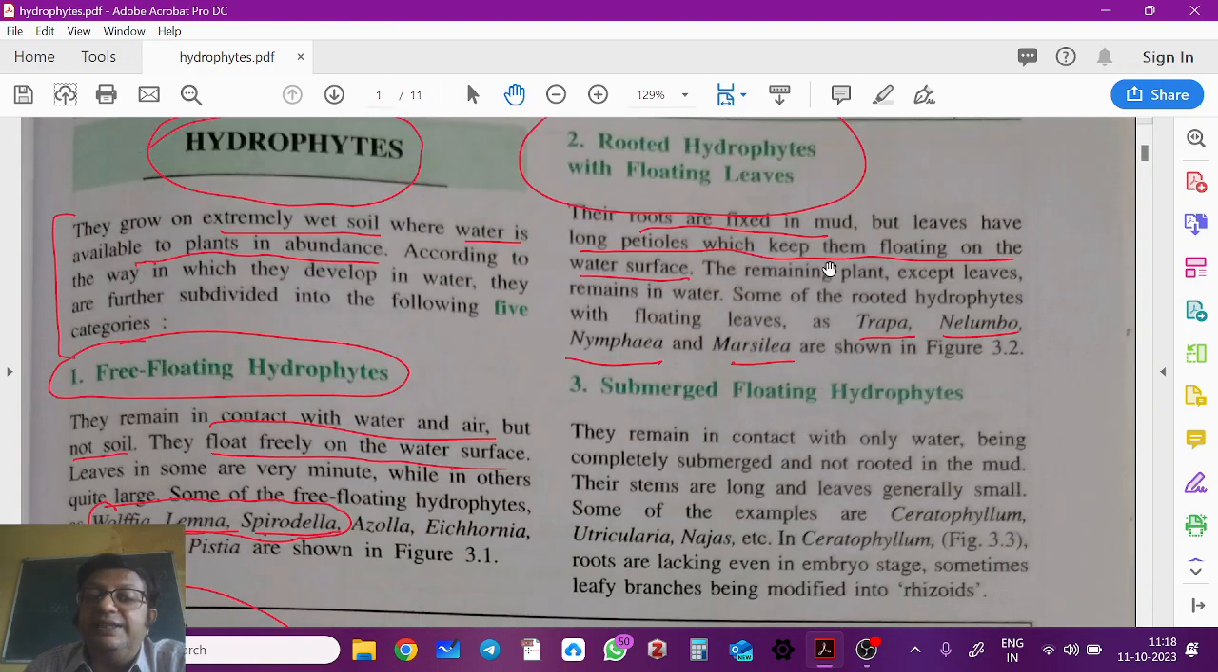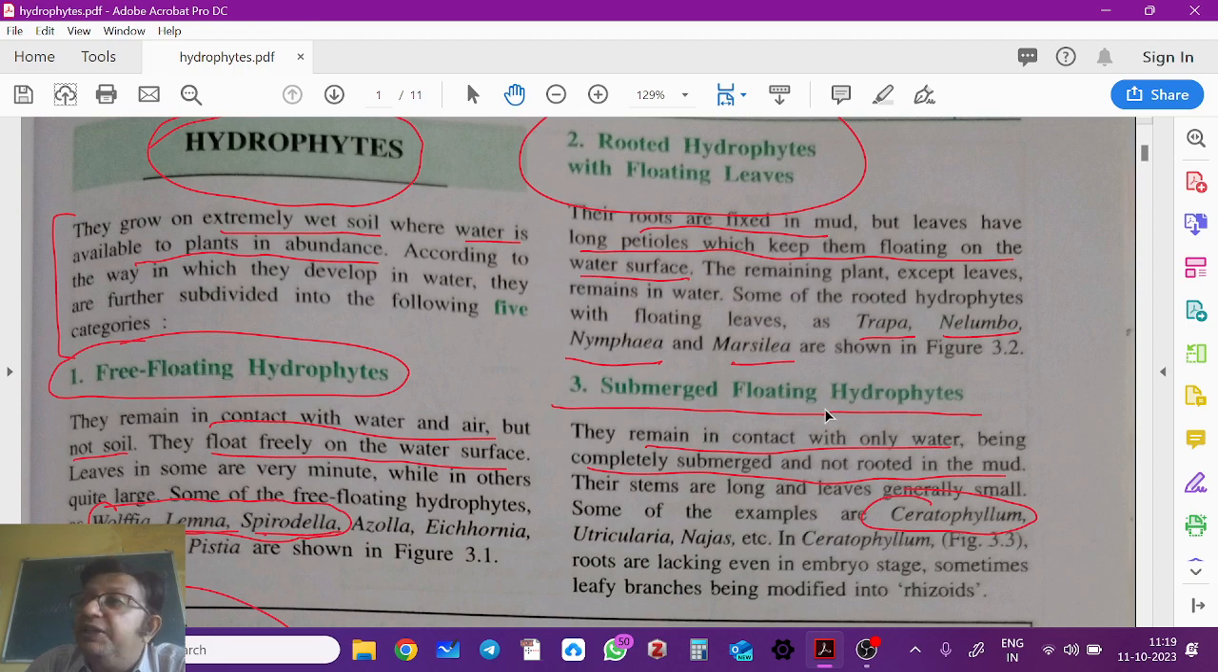The next one is submerged floating hydrophytes. They remain in contact with only water. They are completely submerged and not rooted in the mud. Not floating on the surface, because when you are floating you are in contact with air and water, but here it's only water. No soil, no air, only floating underwater. Example: Ceratophyllum. Ceratophyllum is the most important.